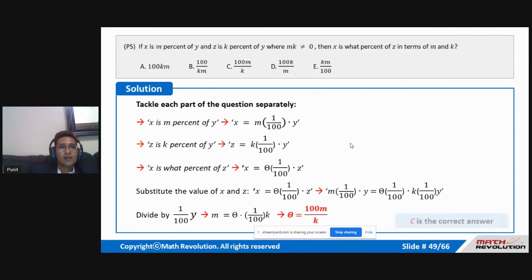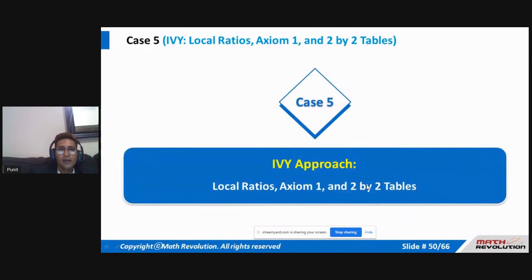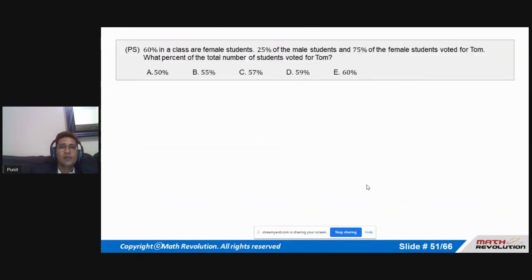So let's talk about the next part. 2 by 2 tables. Let's apply the 2 by 2 tables.